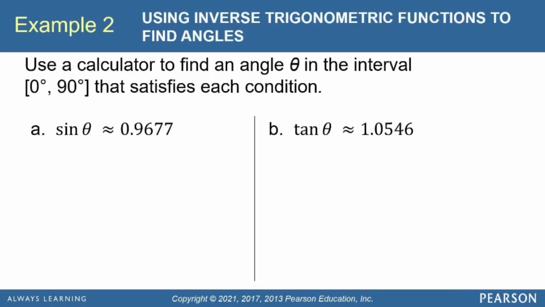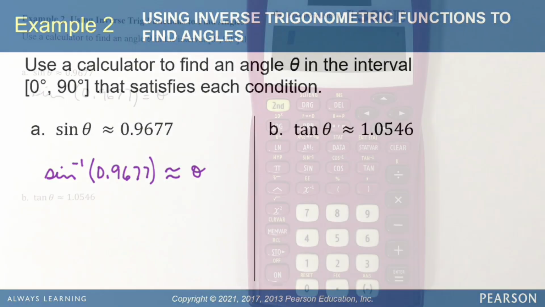So here's example 2. It says use a calculator to find an angle theta in the interval from 0 to 90 degrees that satisfies each condition. The first one says the sine of theta is approximately 0.9677. So before we go to the calculator, we need to restate this in inverse form. If the sine of theta is this number, then the sine inverse of this number is theta. Now we can go to the calculator.